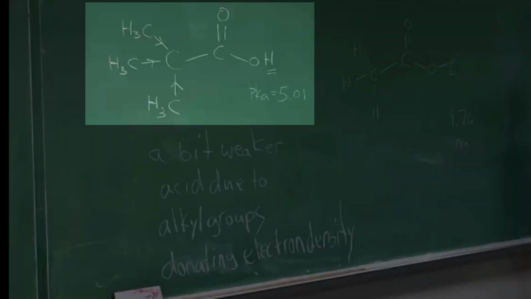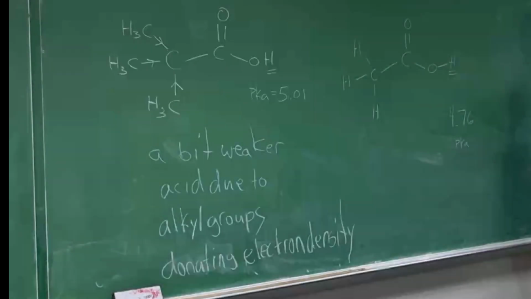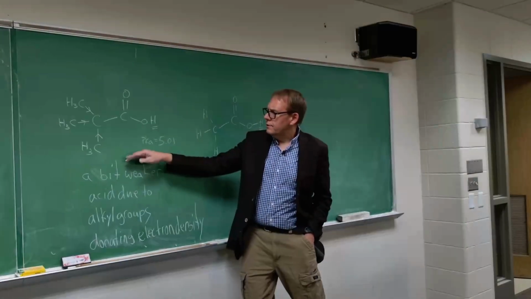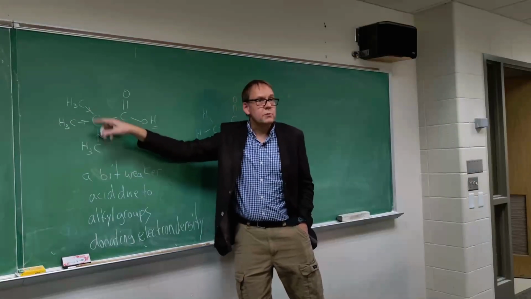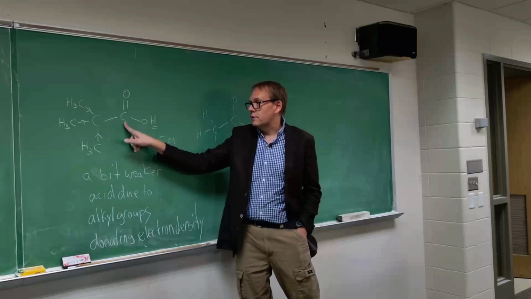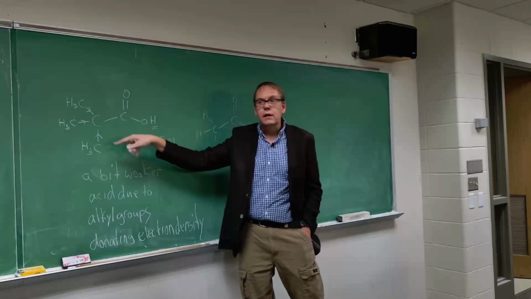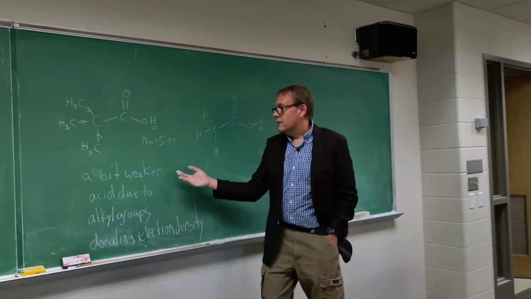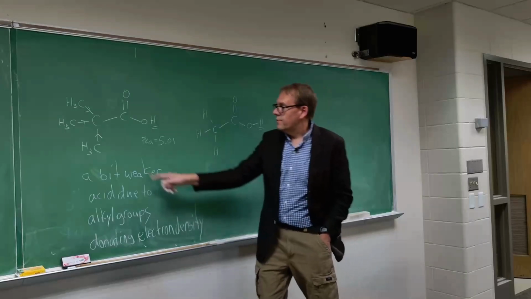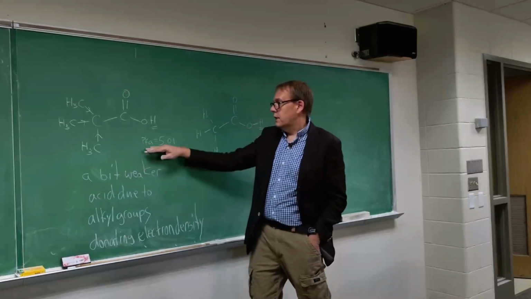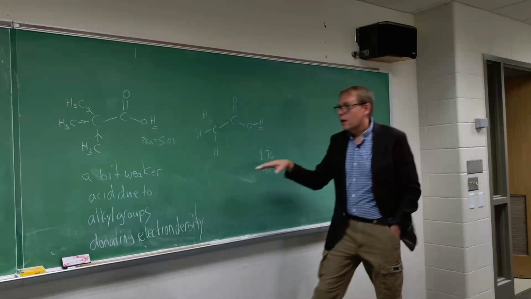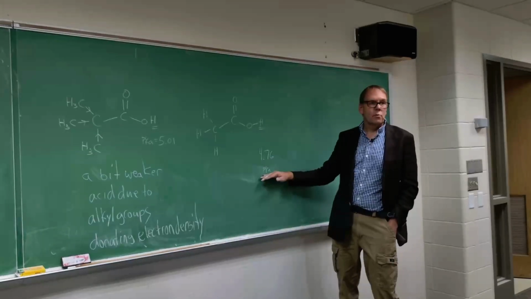And the size of the R group doesn't really matter. It's methyl here, but ethyls and propyls would have pretty much the same effect because they all have the same electron donating capabilities. When a carboxylic acid has methyl groups or alkyl groups attached to the carbon that's attached to the carboxylic acid, they donate electron density in. They make it a little bit less acidic, a weaker acid due to the fact that they're donating electron density. It has a pKa of 5.01, whereas without the methyl groups, it's a bit stronger acid at 4.76.